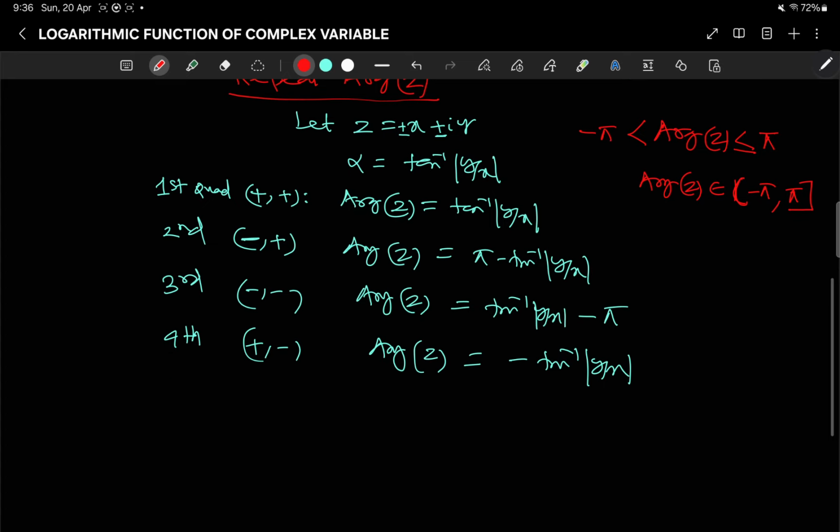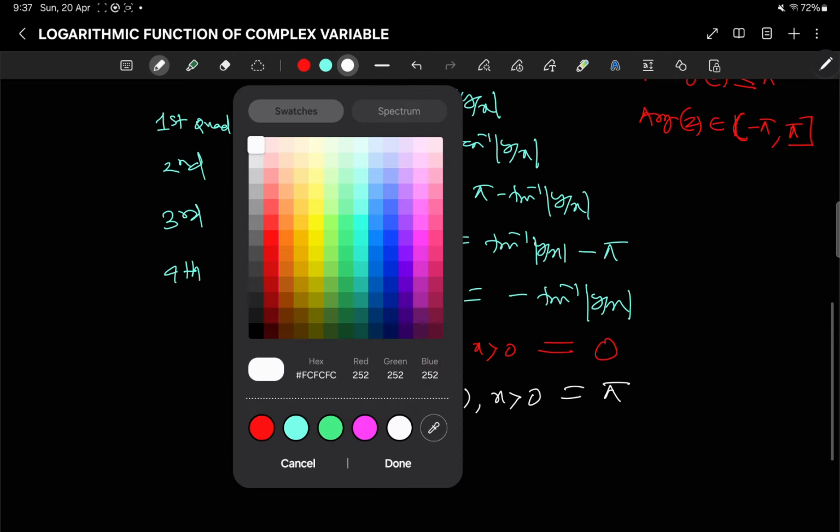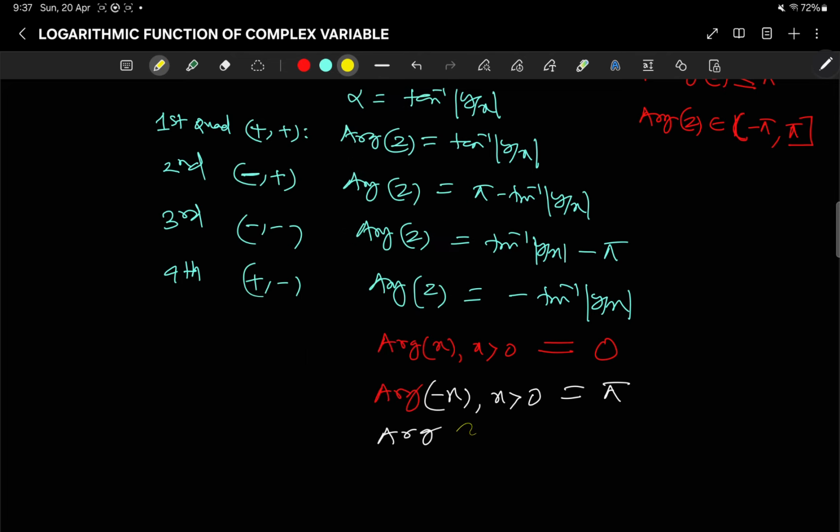Now if it is in the real axis, in the positive real axis, the argument of x, x positive, is 0. The argument of minus x, on the negative real axis, is pi, and the argument of 0 is undefined. Mark that the argument of 0 is undefined. Consequently log 0 is undefined.